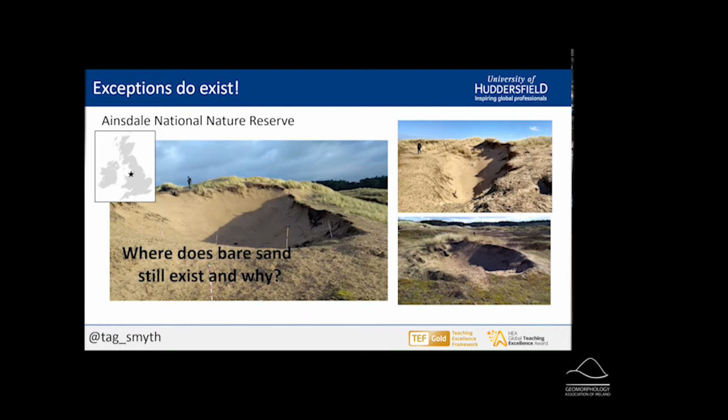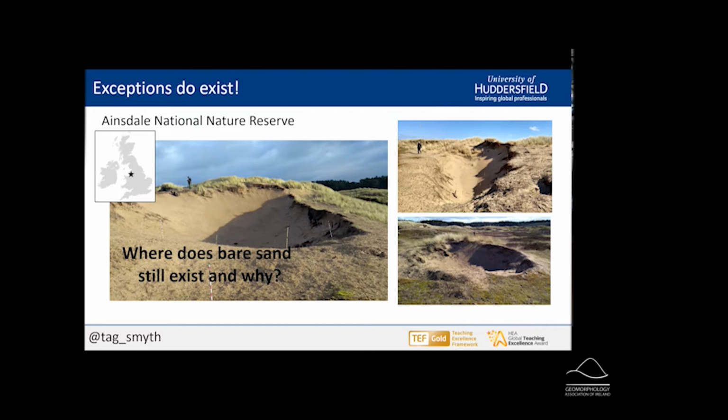However, from my point of view as a researcher, it is these exceptions in this otherwise vegetated landscape that have really come to my attention. So this is Ainsdale National Nature Reserve. It's a large sand dune site just north of Liverpool. And within this otherwise vegetated landscape, we have these three relatively large and growing sand dune blowouts. So we have a bowl blowout here, a smaller saucer blowout, and then a V-shaped trough blowout here. And this is a landscape that is pretty much homogeneously vegetated around it.